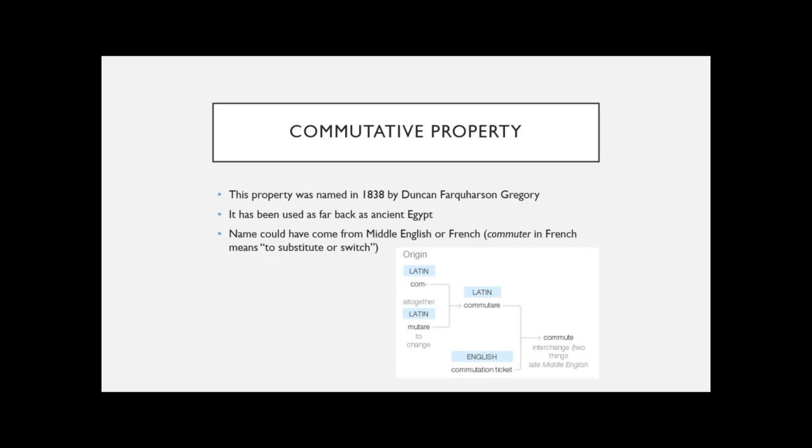I looked up the word commutative, and this image from the Oxford Dictionary shows that it comes from Latin, late Middle English, sort of meaning interchanging. But I also found another source that said it comes from French, meaning substitute or switch. English borrows a lot of words from Latin, and French is a Romance language, so it has the same root as Latin. So I think in the long run they both ultimately came from Latin. Basically it's the idea that you can switch things around, and that's the whole idea of the commutative property.